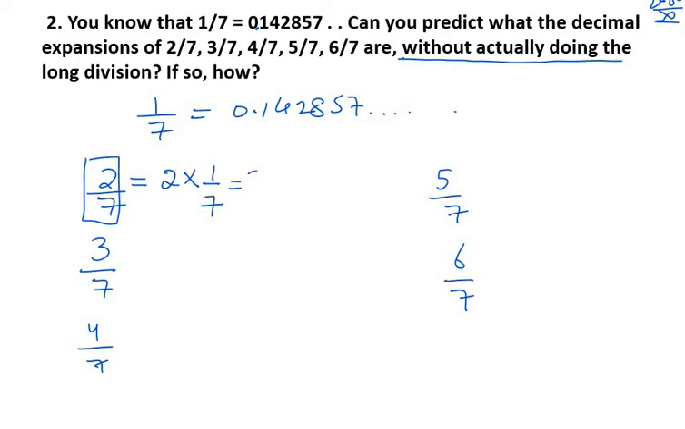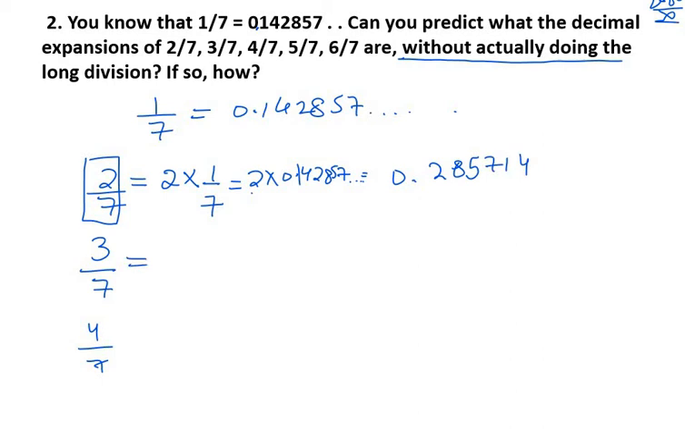And we know the value for 1 over 7, that is 0.142857, and it is a non-terminating number. So you just need to multiply 2 with all the numbers we have here. So you will get your answer as 0.285714.